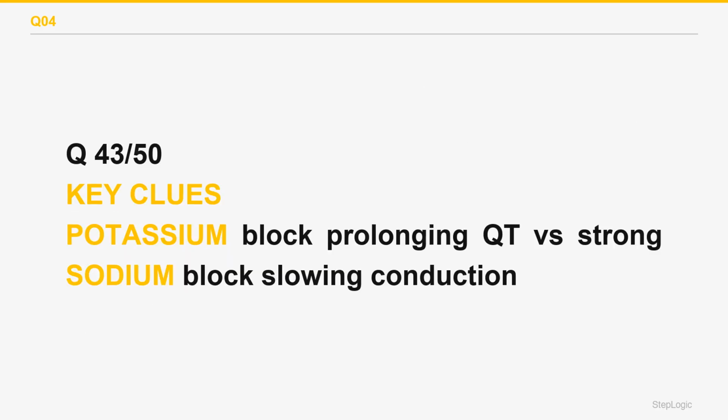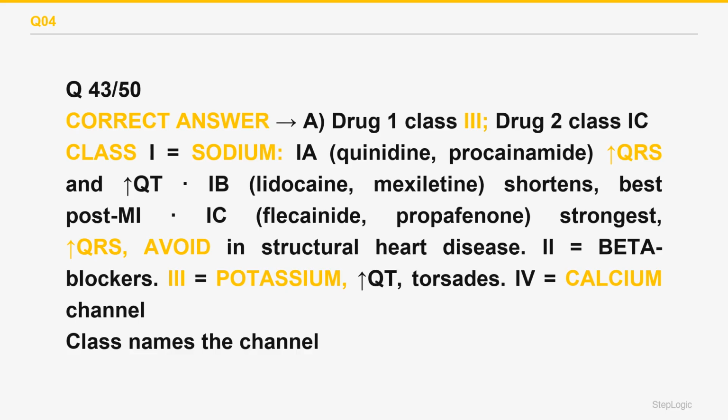Class 3 agents block potassium channels, prolonging repolarization, and therefore the QT interval: sotalol, amiodarone, dofetilide, ibutilide, with the attendant risk of torsades de pointes. Class I agents block sodium channels. Among them, Class IC, flecainide and propafenone, have the strongest binding with marked use dependence, widening the QRS and slowing conduction with little effect on repolarization. Class IA prolongs both, and Class IB shortens repolarization. Choice B reverses the two. The correct answer is A.